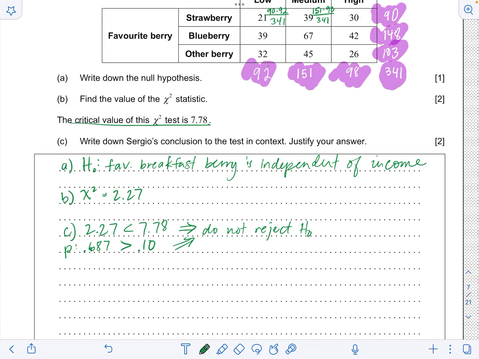So your conclusion is that there is insufficient evidence to reject. Since we don't reject H naught, we assume that it's true and that there is independence. So we could say there's insufficient evidence to show that the berry flavor depends on income level. I'll try to abbreviate: insufficient evidence that berry preference depends on income.